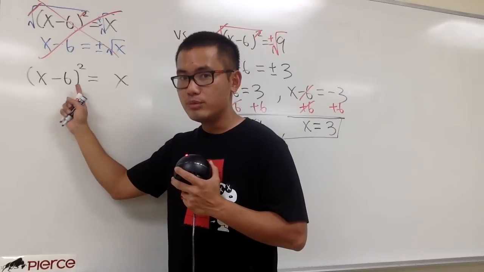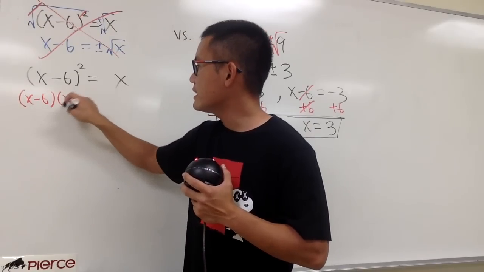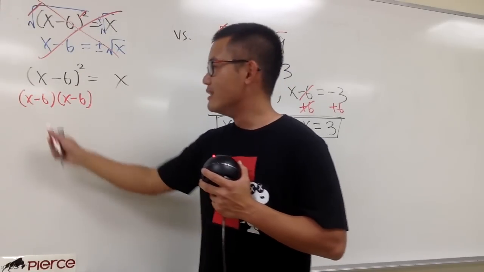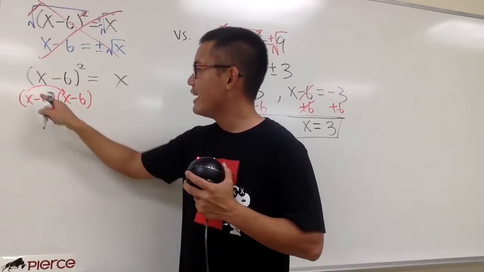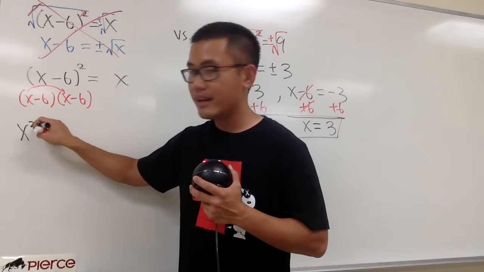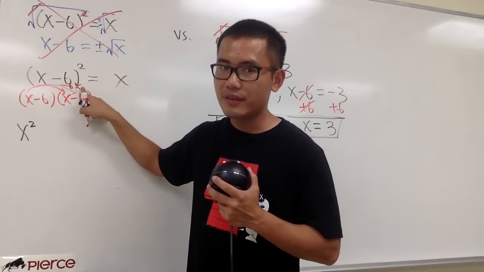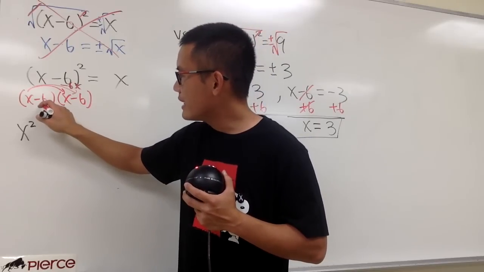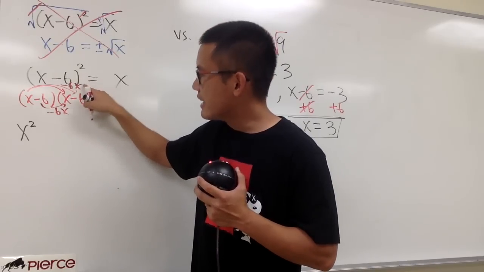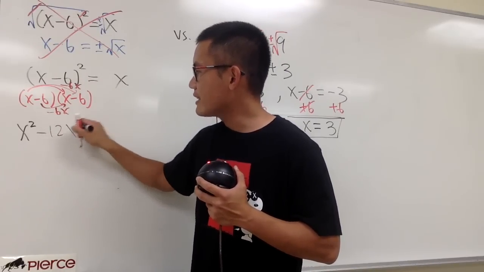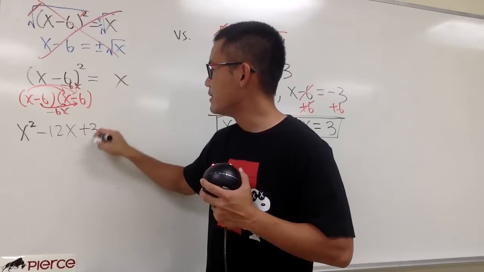On the left-hand side, remember, this means what? This means we have to do x minus 6 times x minus 6 because we have the second power. So let's write it down twice. And then we can multiply this out, and let's see what we get. X times x, it's x squared. And then x times negative 6, that's negative 6x. And next, we do negative 6 times x. That's another negative 6x. We can combine the terms here. Negative 6x minus 6x, that's negative 12x. And lastly, we do negative 6 times negative 6, that's plus 36.